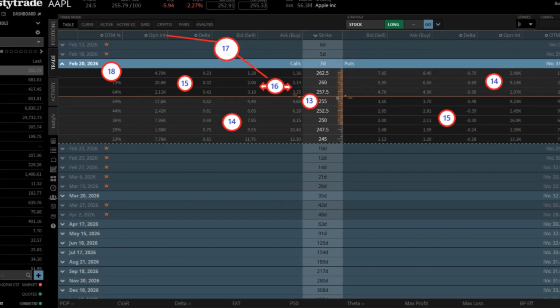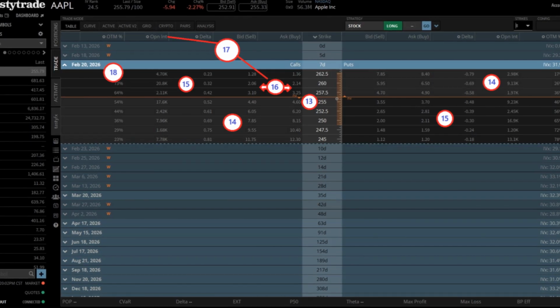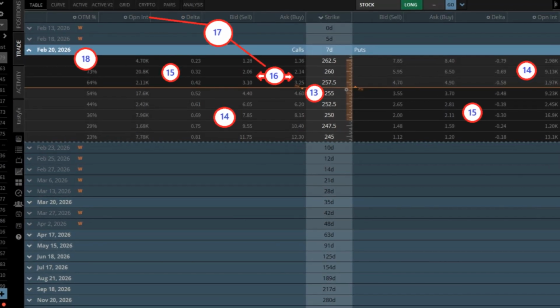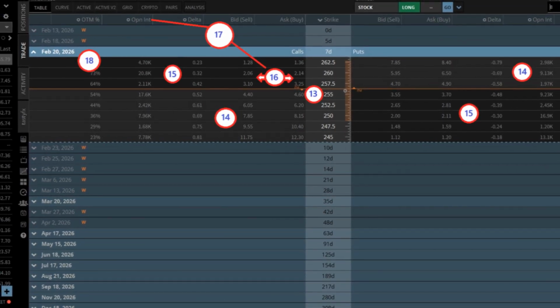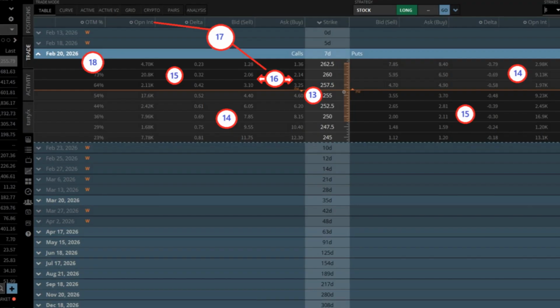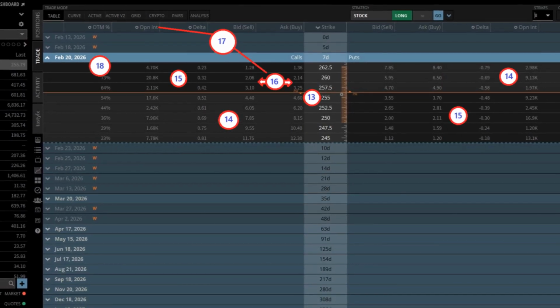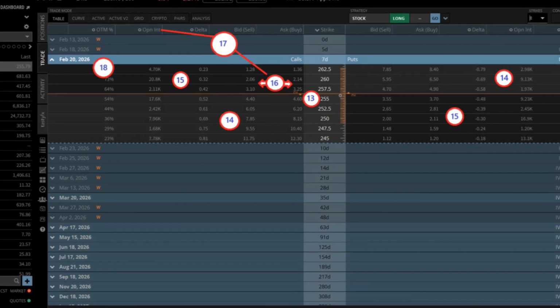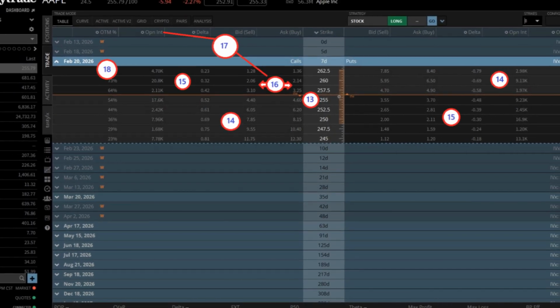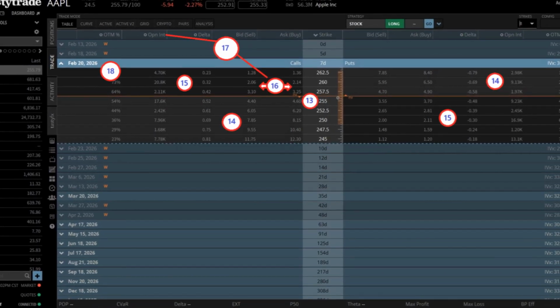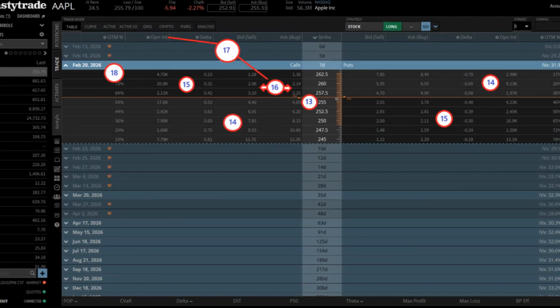Option chain: how to choose the right contract. 13. ATM, at the money. This is the strike closest to the current stock price. ATM options move the fastest, have the best balance of cost and reward, and are the most commonly traded. This is the most responsive option to the stock's movement. Best for beginners learning momentum trades.